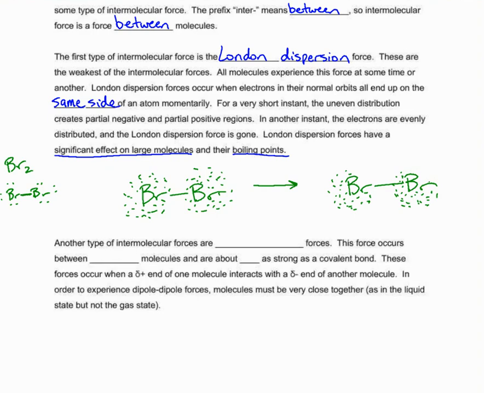And so what we end up with is this partially negative area. Remember, electrons are negative, so this side of this atom is going to be partially negative. And there is a symbol that means partial. Here it is, partially negative. And this other side of this bromine atom is partially positive. Same thing with this one. We have a partially negative and a partially positive side.